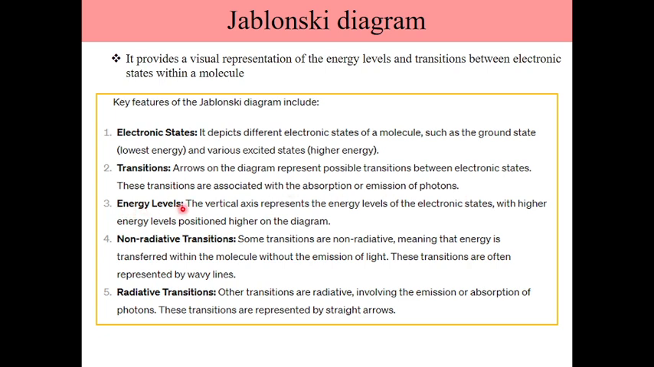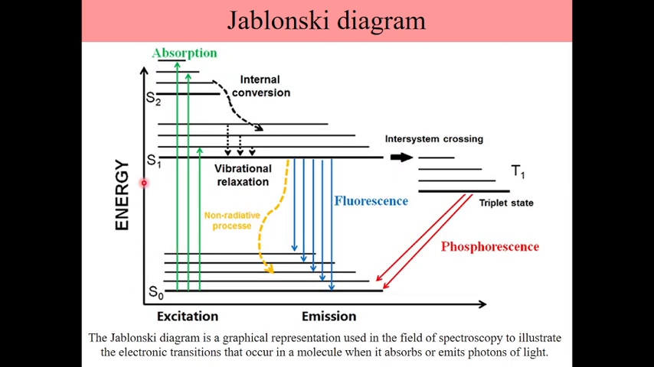Then what happens? Energy levels. The vertical axis represents the energy levels of the electronic states, with higher energy levels positioned higher on the diagram. So this is the energy axis, right?